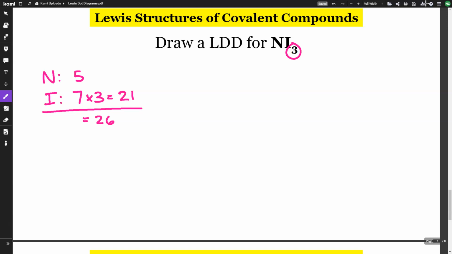Okay, no carbon, but we have nitrogen, which is by itself. So nitrogen will go in the middle, and we are going to put iodine all around it, like that. Let's single bond everything. 2, 4, 6.